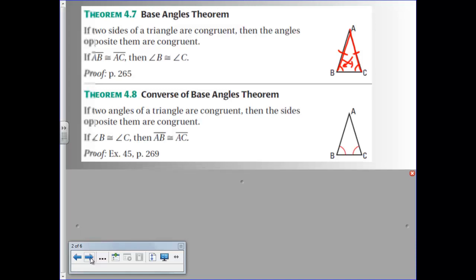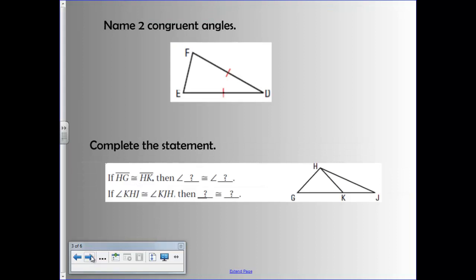The converse of the base angle theorem says if two angles of a triangle are congruent, then the sides opposite of them are congruent. So now I'm starting here. If this angle and this angle are congruent, the sides opposite them are the same as the two congruent angles. So when I look at this, my first question is, where's the base? What two letters make the base? FE, right? Because it's not necessarily the side it's sitting on. It's the side that's different. These are the same. This one's different.